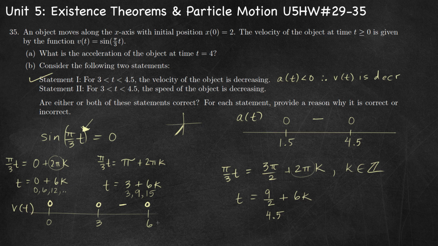Velocity is negative on this interval, and the acceleration is also negative on this interval. And since they both have the same sign, speed is increasing. However, the statement says that the speed is decreasing, so that is a false statement. Statement 1 is true. Statement 2 is false.